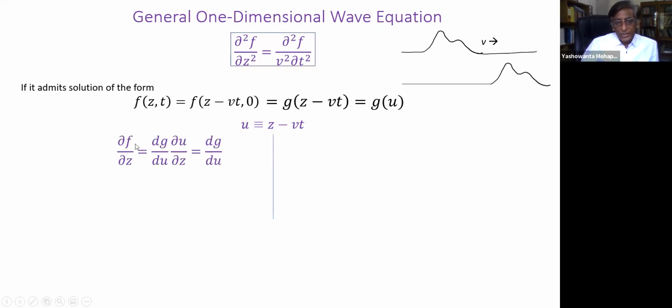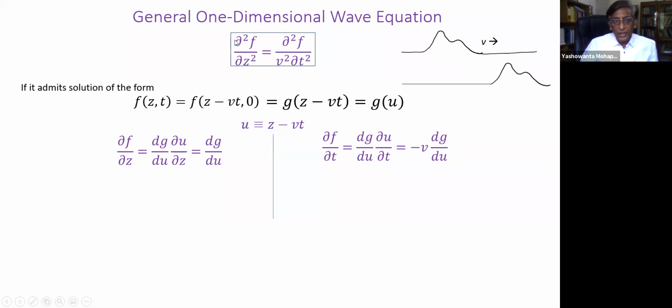And now let's look at del f by del z. g is only a single variable, so dg by du. And of course, I have to take the partial derivative of u with respect to z. And what is that? That is 1. So del f by del z is dg by du. If I do the same thing with del f by del t, then dg by du, then the partial derivative of u with respect to time gives me minus v here. So minus v dg by du.